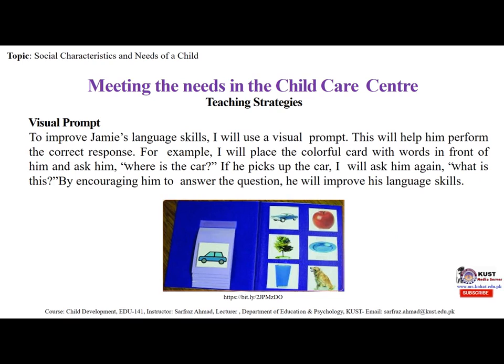Then, visual prompts. To improve Jamie's language skills, I will use a visual prompt. This will help him perform the correct response. For example, I will place a colorful card with words in front of him and ask him where the car is. If he picks up the car, I will ask him again, what is this? By encouraging him to answer the questions, he will improve his language skills.